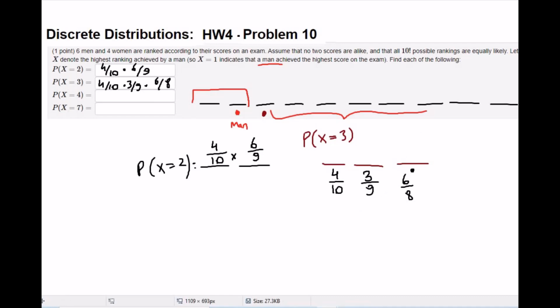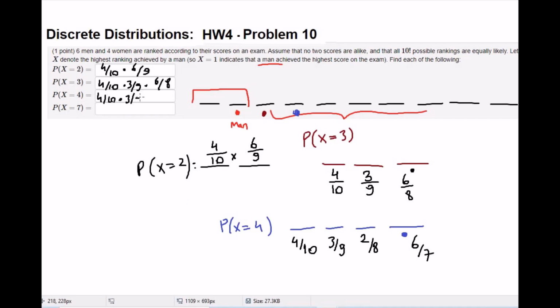For the fourth coordinate, our first 3 coordinates have to be women and the fourth coordinate has to be a man. So for the first coordinate we have 4 out of 10, second coordinate 3 out of 9, 2 out of 8, and this has to be 6 out of 7. So 4 out of 10 times 3 out of 9 times 2 out of 8 times 6 out of 7.